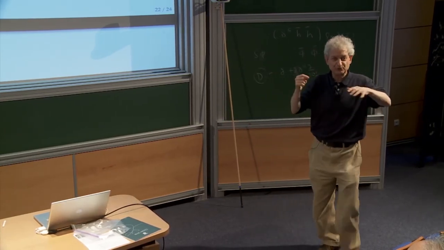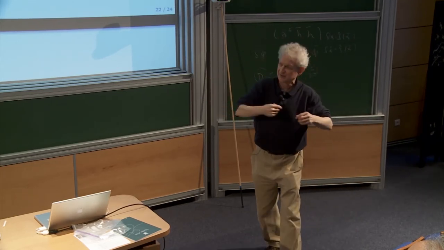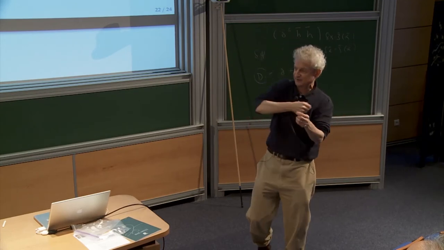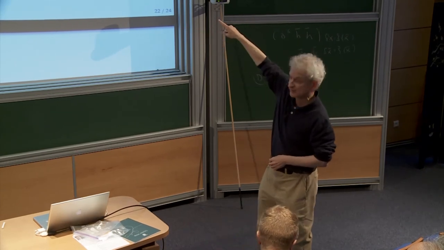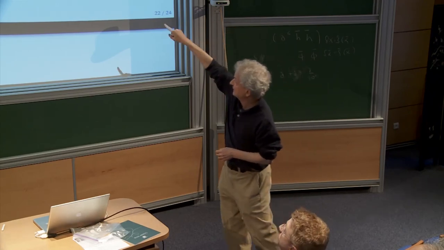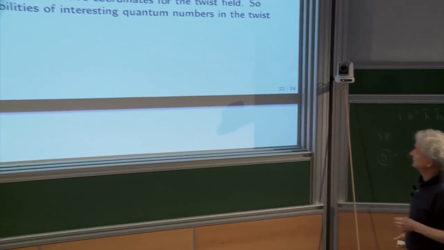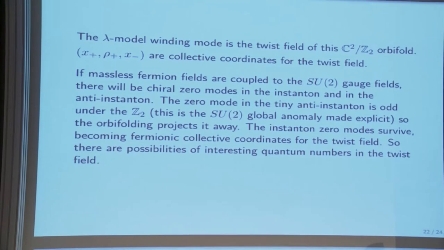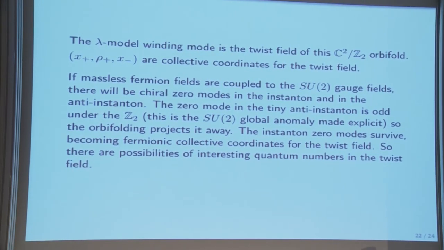And that's an explicit realization of this SU2 global anomaly. Okay? But when we do an orbifolding, right, we project out all the two-dimensional degrees of freedom that are odd under the Z2. So we project out the zero modes in the anti-instanton, this tiny anti, and we leave the zero modes in the instanton. They survive. Okay? So it looks like there are possibilities for interesting quantum numbers in this object.